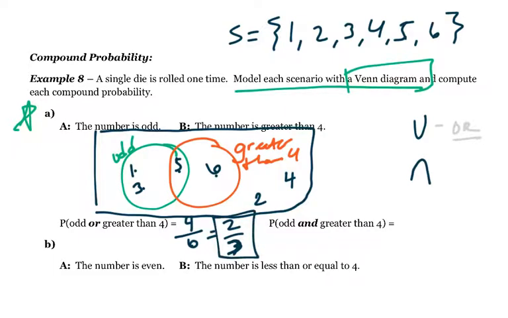Okay, now let's think about what's the probability of it being odd and greater than 4. That's the intersection. That's my and that's the space in between both. So how many numbers are in both circles? That is the number 5, and so it shows up one time out of the 6 possible numbers. So these are theoretical probabilities that are compound probabilities for this situation.